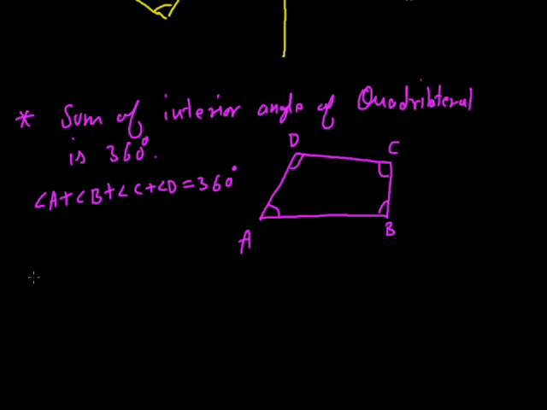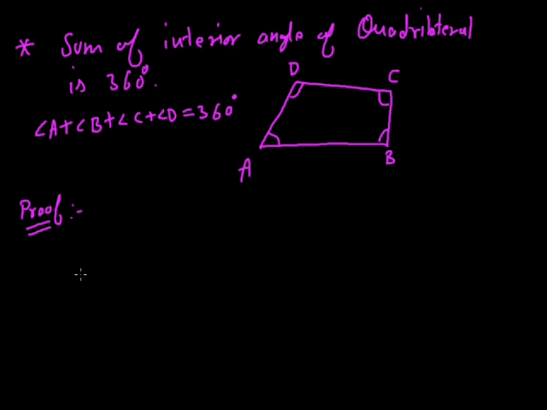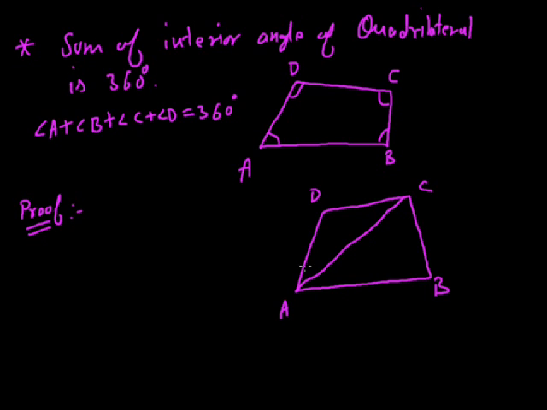Let's see the proof of it, how we can prove that. In order to prove that the sum of the interior angles of a quadrilateral is 360 degrees, let's first draw the quadrilateral. Now we draw one construction: we join AC. When we draw AC, the angles are divided into parts: angle 1, angle 2, angle 3, and angle 4.